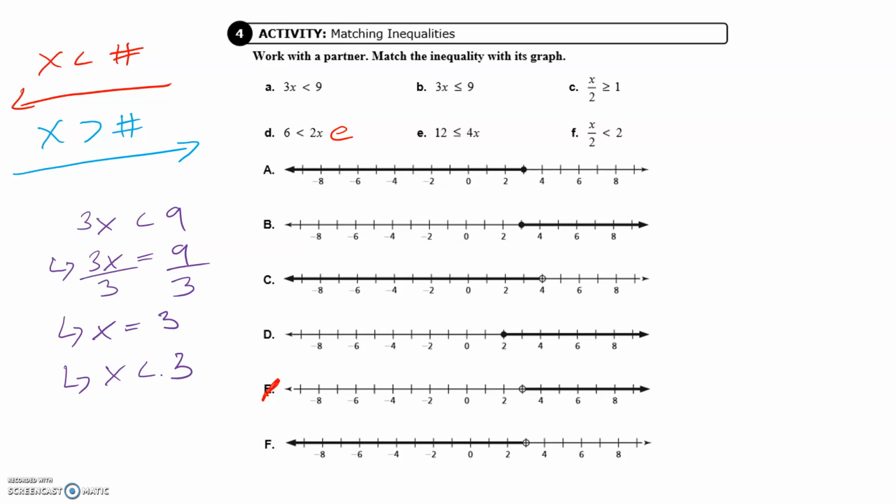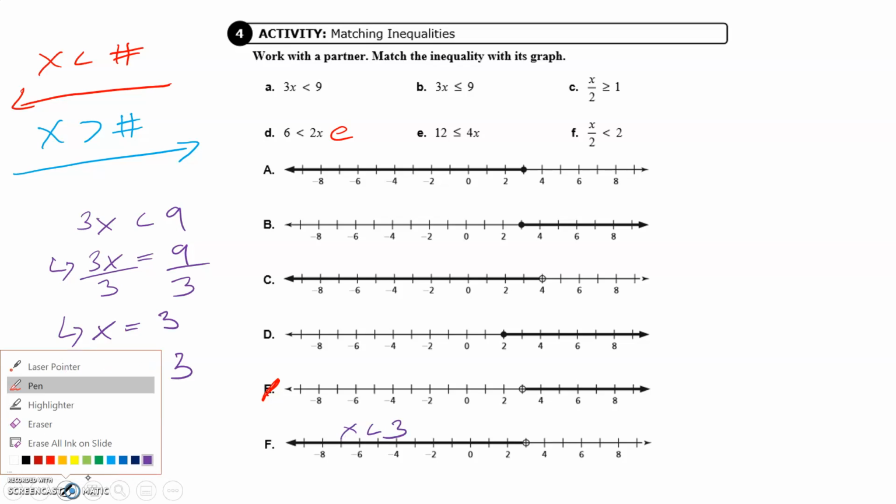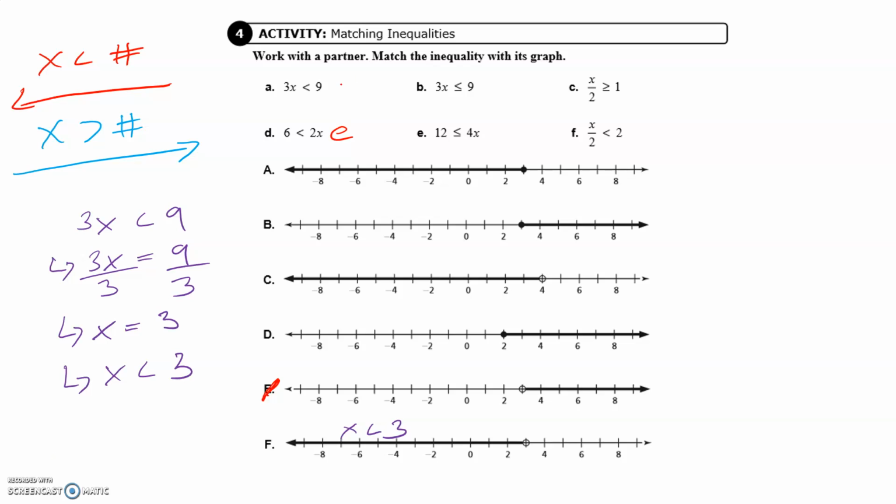Look at my open circles. I have C, but that circle's on 4, so I'm not going to use that. E I've already eliminated, and F is at 3, and x is less than 3, so that is true. So the answer for A is F.